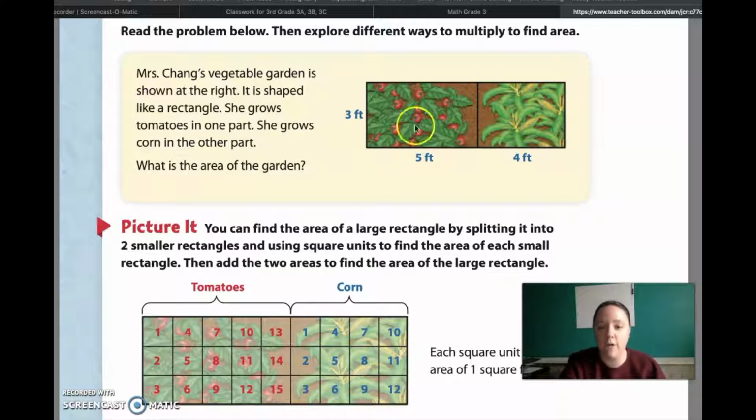Corn over here is 4 feet by something. Well, we know this side already. So that side is 3 feet, so this side must be 3 feet. Now, what is the area of the garden?